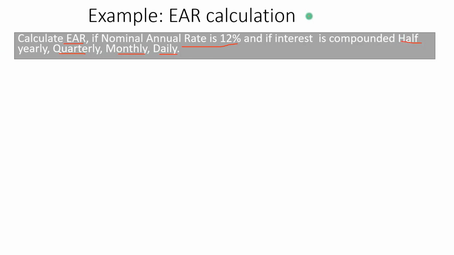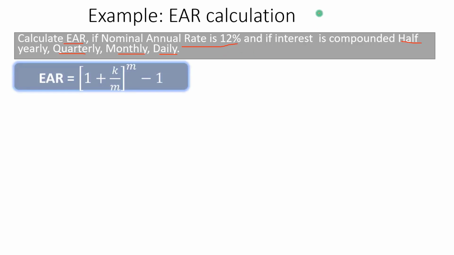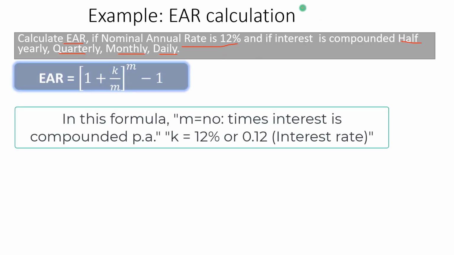Let us look at the formula of effective annual rate. Here, as we have discussed in earlier videos also, the value of m depends upon the frequency of compounding. In the case of half yearly compounding, the value of m will be 2. In the case of quarterly compounding, the value of m will be 4. In the case of monthly compounding, the value of m will be 12 because we have 12 months in a year. In the case of daily compounding, the value of m will be 365 as we have 365 days in a year.